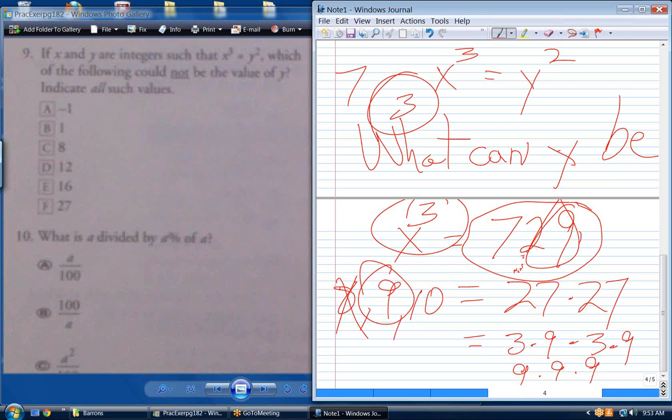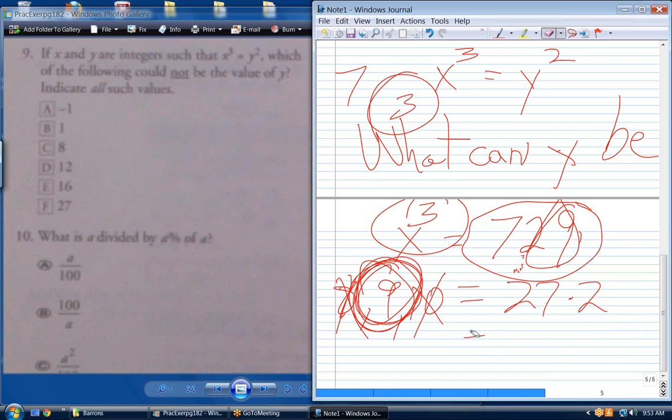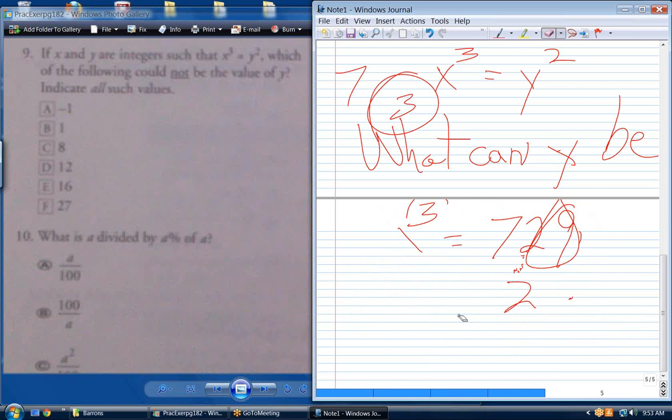So I've eliminated 7 cubed, 8 cubed, and 10 cubed. The only one I really have to check is 9 cubed, and I can do that on a calculator. 9 times 9 times 9, I'll get 729. I'll know that's the answer. Okay. So even with a minimal calculator, you can still use it to your advantage on this problem.